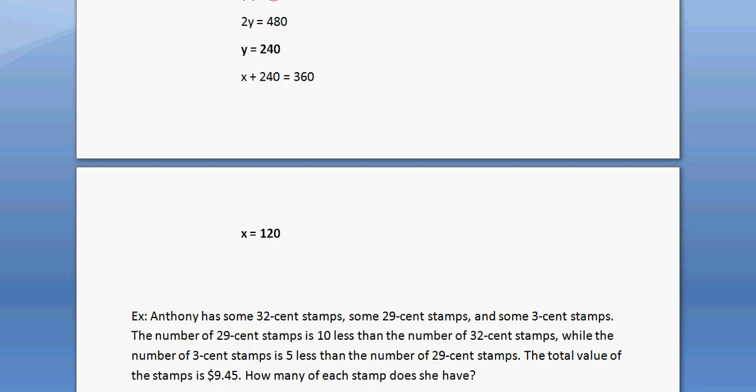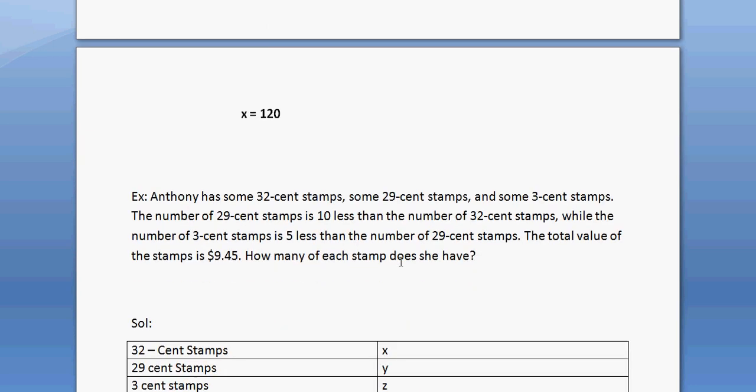Anthony has 32-cent stamps, some 29-cent stamps, and some 3-cent stamps. So he has 3 types of stamps. Let's say he has x number of stamps of 32 cents, y number of stamps of 29 cents, and z number of stamps of 3 cents. So as soon as you read the first statement, you introduce the variables. Now he is giving the relationship between these.